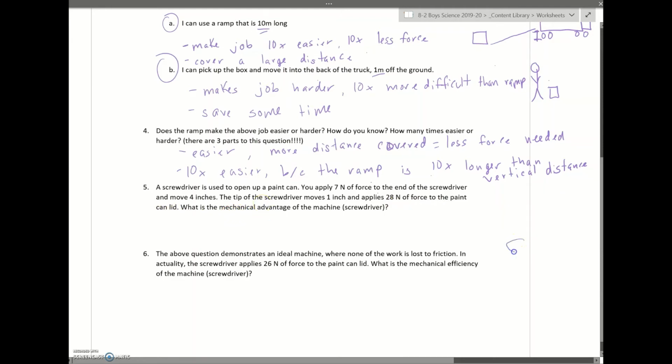So here we have our paint can. Suppose I should have pasted an image in here beforehand, but hopefully you can see that this looks well enough like a paint can. And here is the screwdriver with the handle.